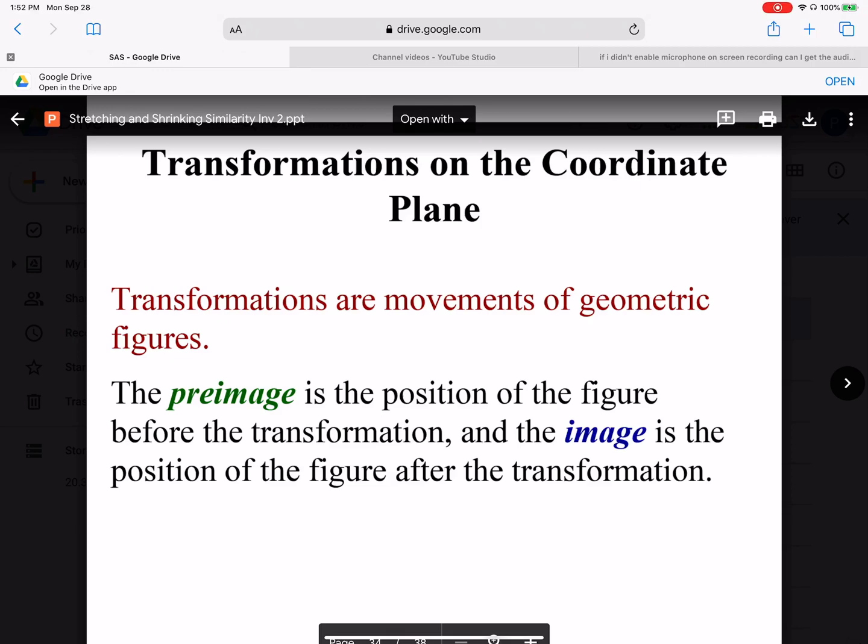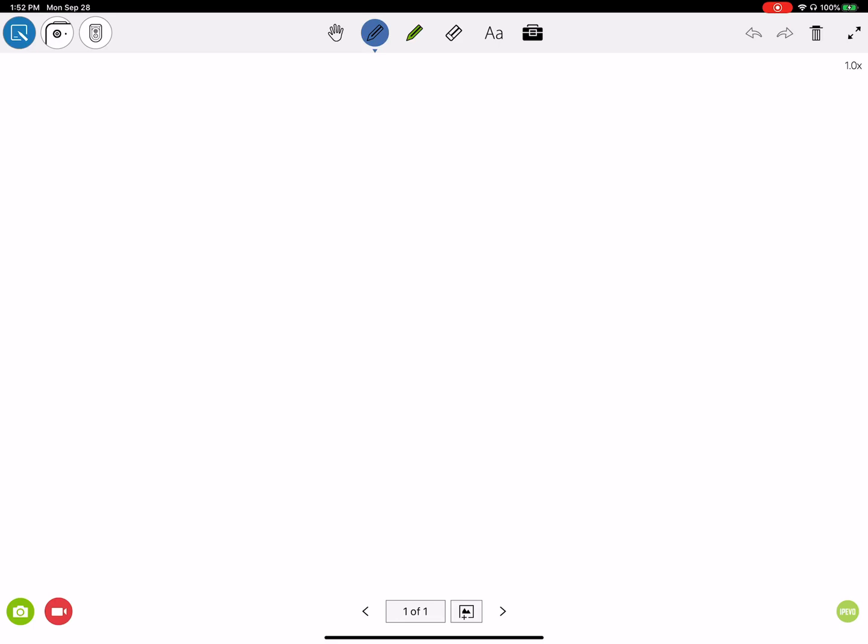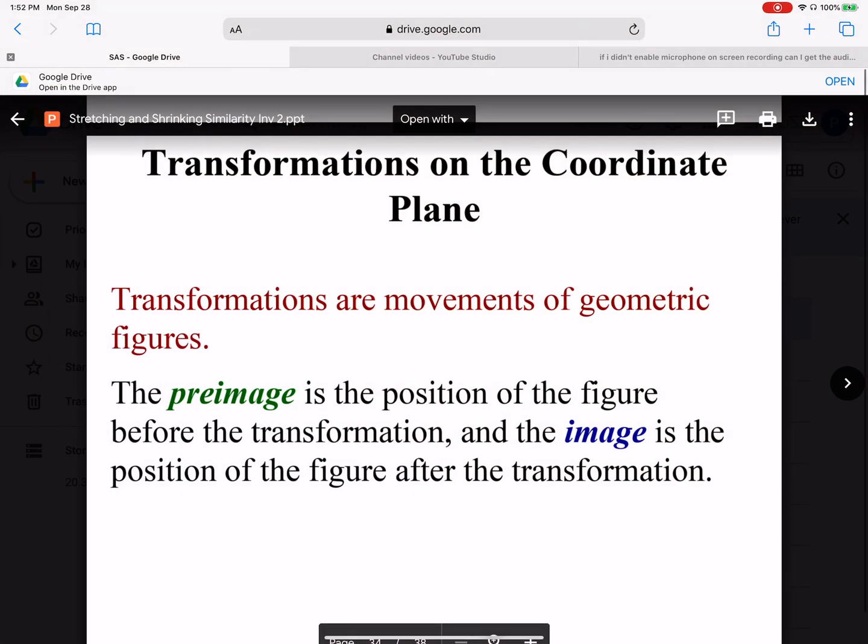All right, transformations on the coordinate plane. So, first things first, please let's remember what a coordinate plane is. Coordinate plane is literally a graph, okay? Here's your x-axis, here's your y-axis. So we're going to be talking about transformations on the coordinate plane. Now this is going to be a really basic introduction to transformations.